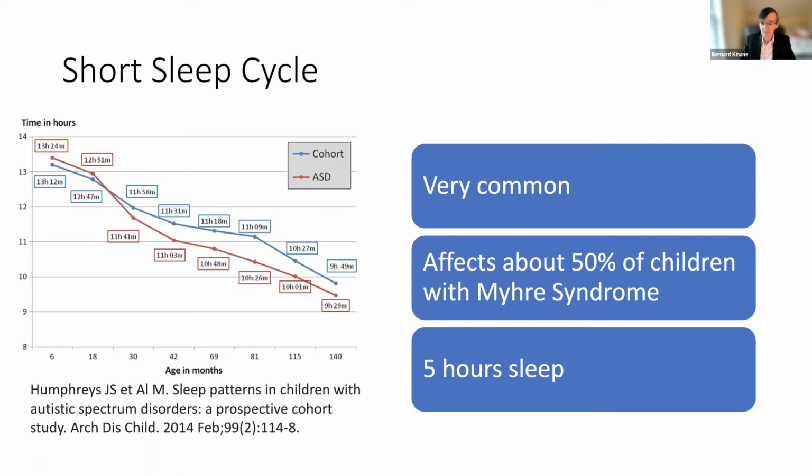So for example, half the patients with autism and half the patients with Myhre syndrome only need 5 hours sleep at night. And then they're up and fine and seem fine during the day. So it's a very major concern, very major concern.